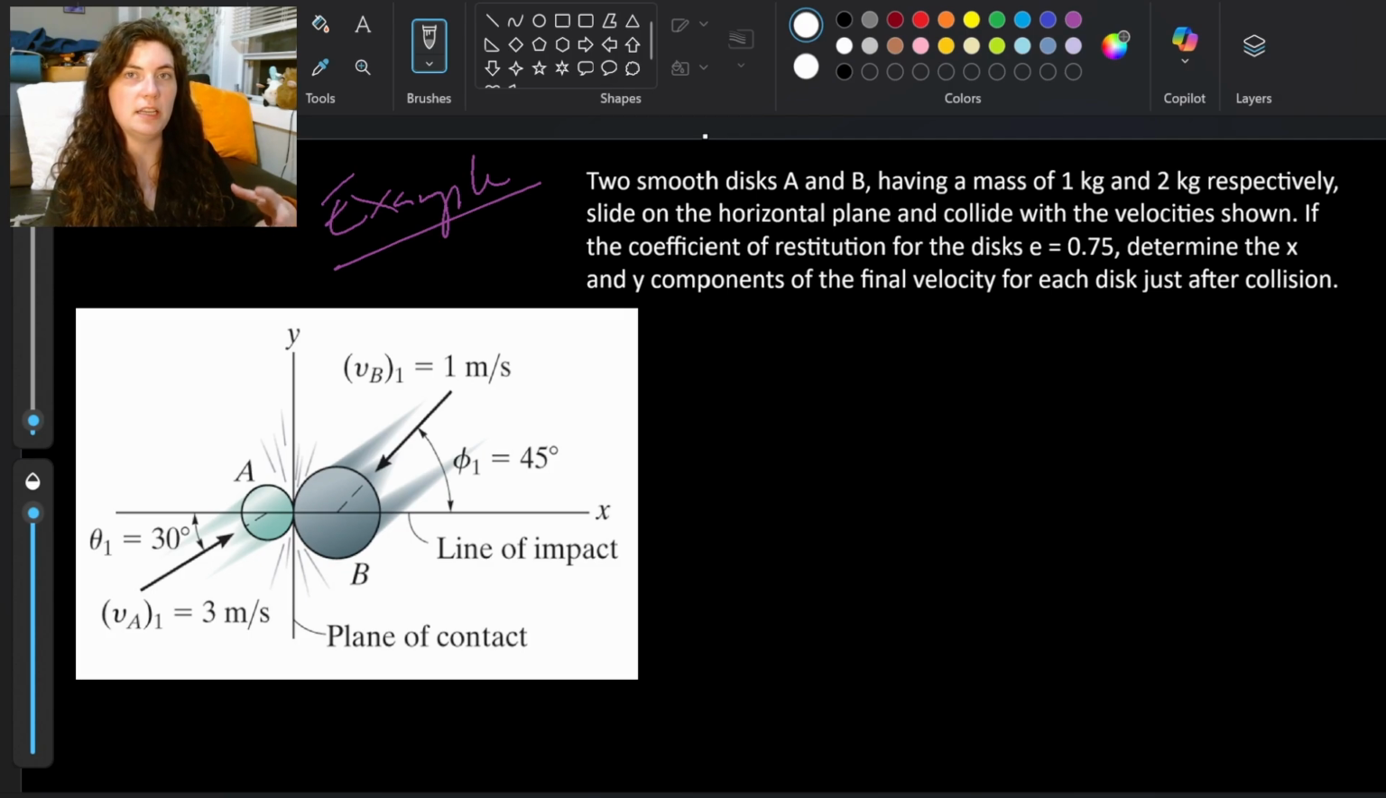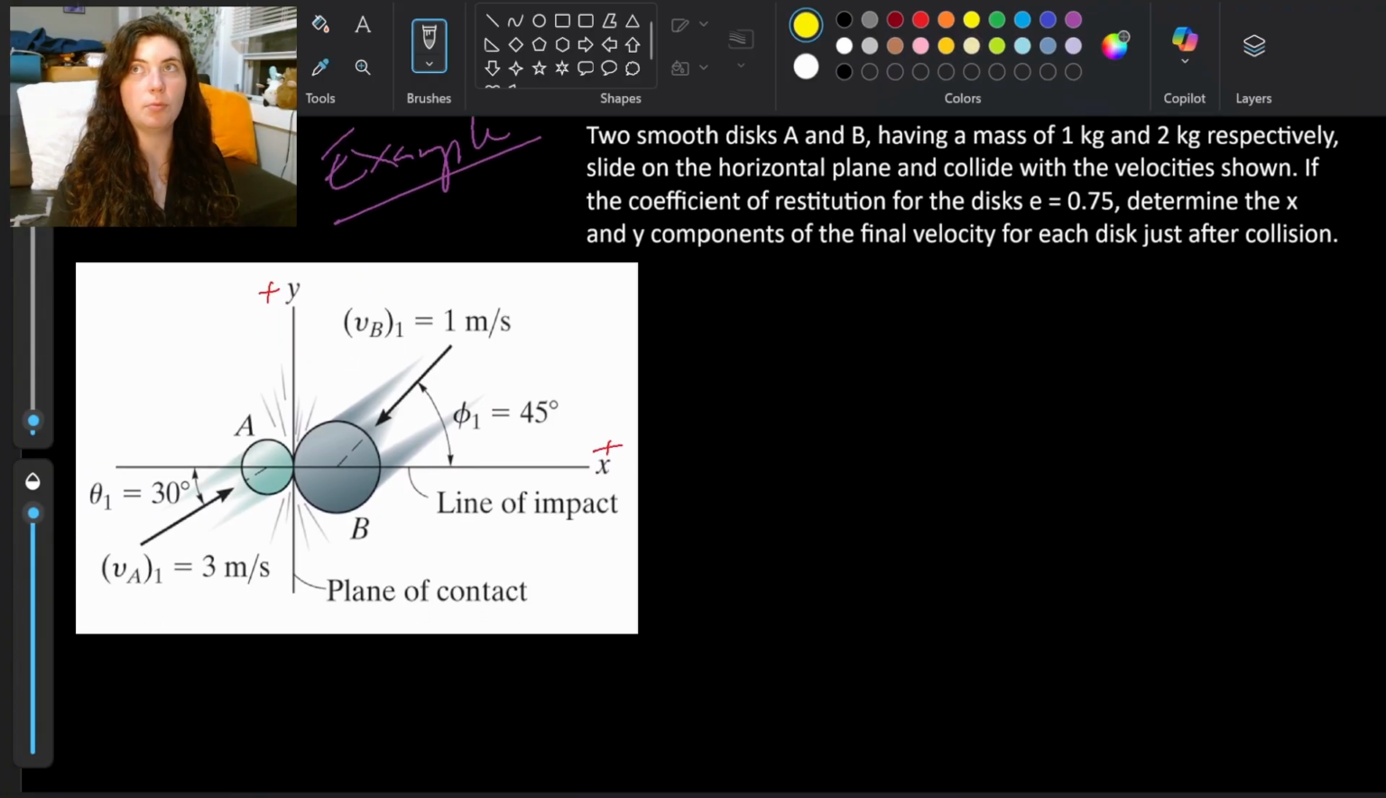So again, with these oblique impact problems, what we're really going to want to do is establish our positives, break everything into x and y components, and then solve with our x-specific equations and our y-specific equations. I'm just going to use the positive convention that they gave me here: positive y in the positive y direction and positive x velocity in the positive x direction. I don't have a reason to overcomplicate it more than that. I'm just going to keep things nice and simple.